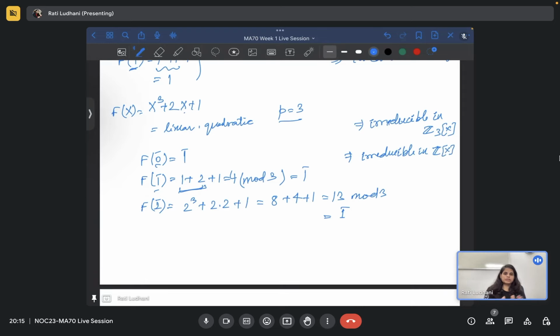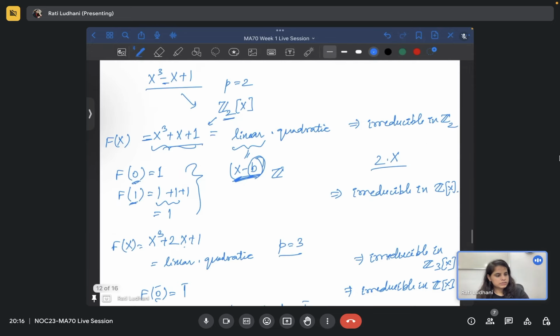Is that okay? Because there is no root in Z3, and if the cubic has to factor, it has to factor into linear and quadratic, because this is a monic polynomial. And a linear factor means that there is some root of f(x) in the ring Z3[x] or Zp[x], whichever we are taking. And if there is no root, then it cannot factor. So that is the property we are using here.